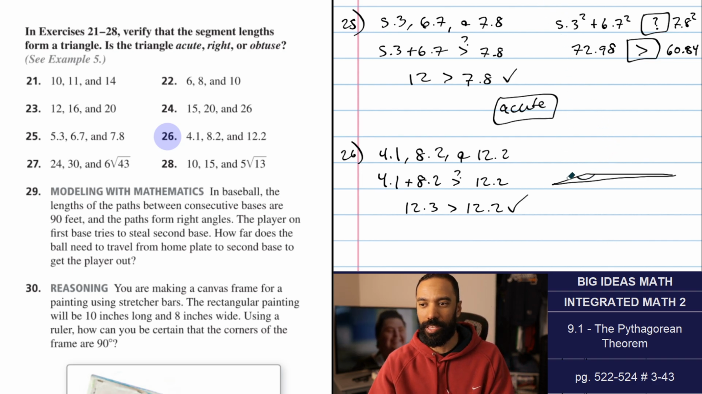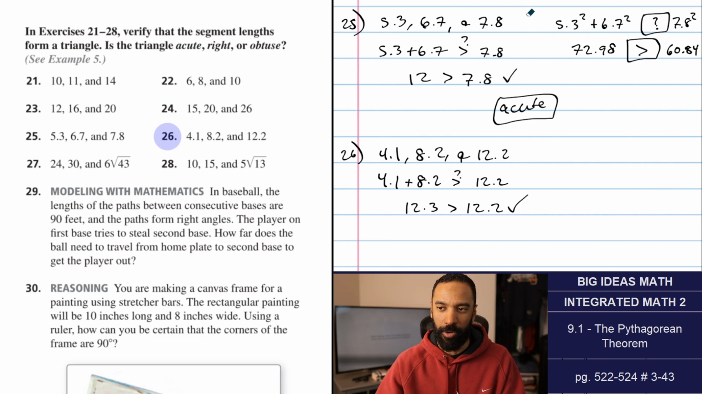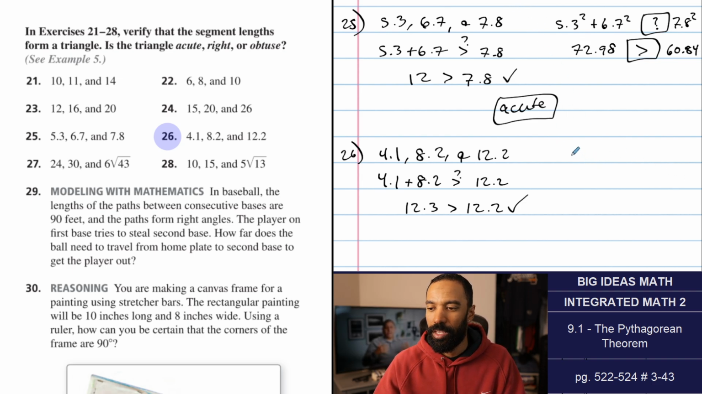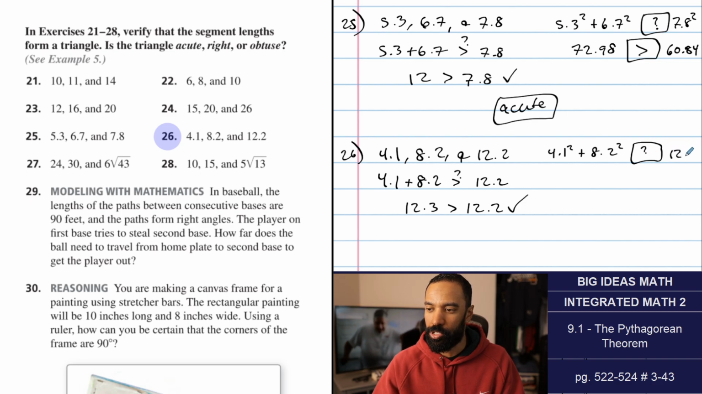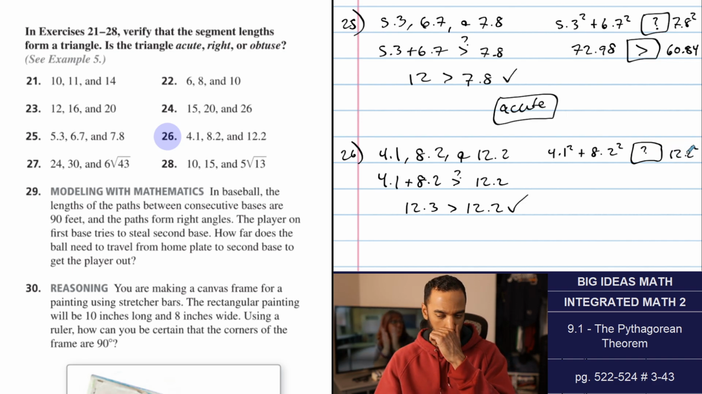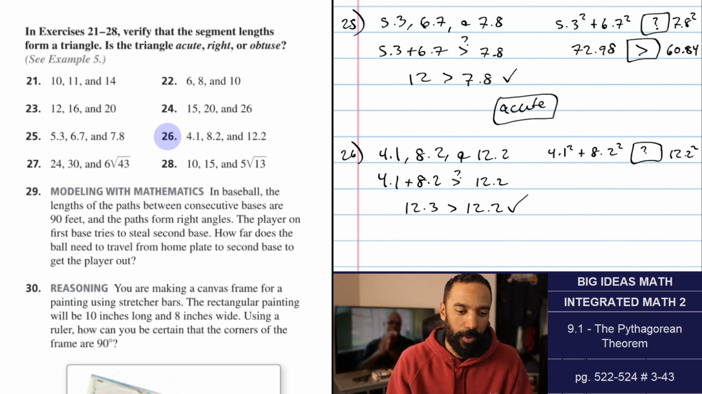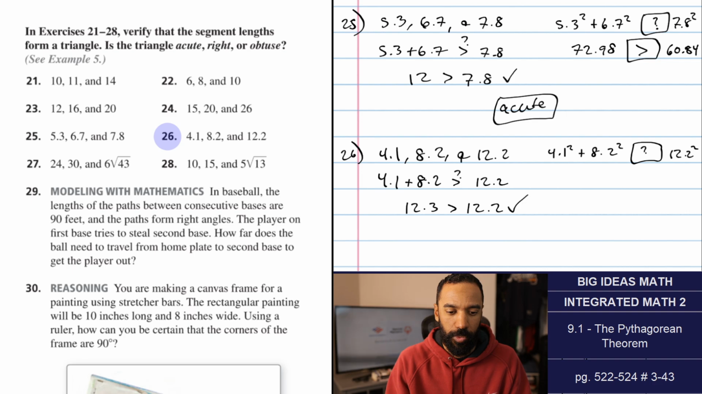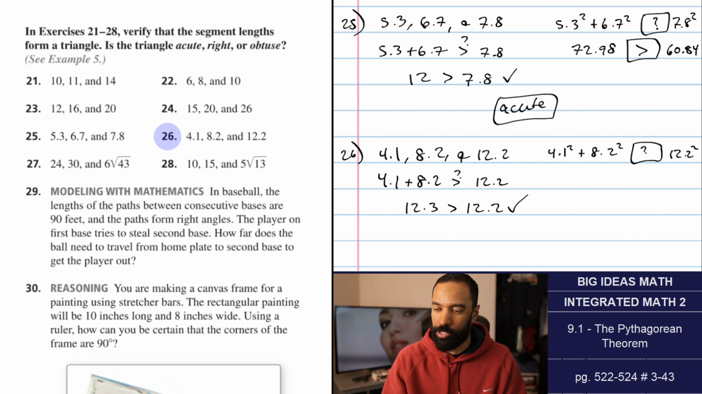So what we're going to notice on this is c squared really being greater than a squared plus b squared, basically. So let's see how that pans out. 4.1 squared plus 8.2 squared. How will it compare to this 12.2 squared? This will just trounce it. So 4.1 squared is 16.81 plus, excuse me, 8.2 squared. Add those together, you get 84.05.